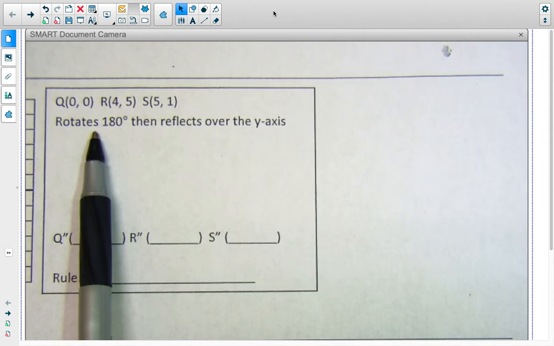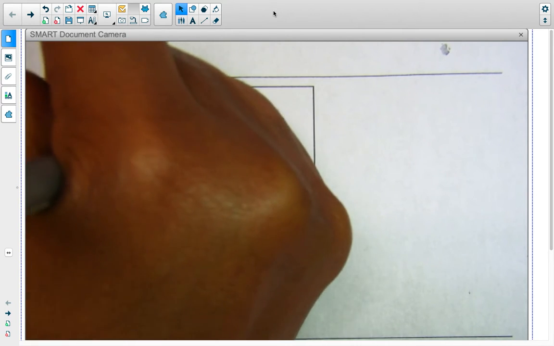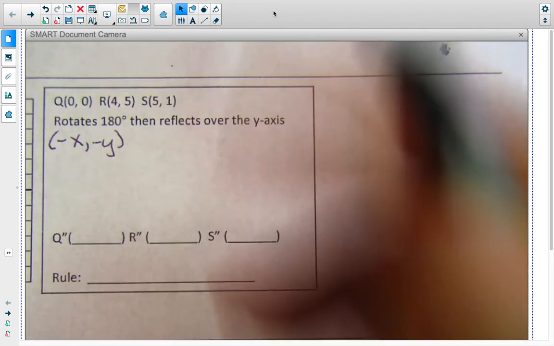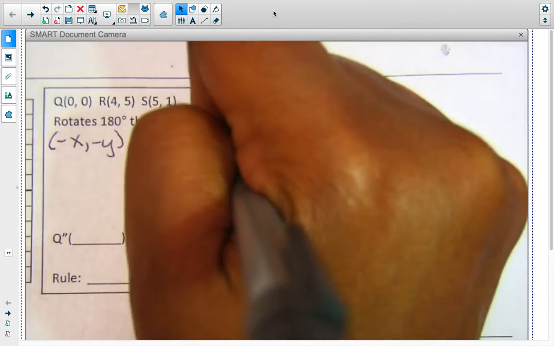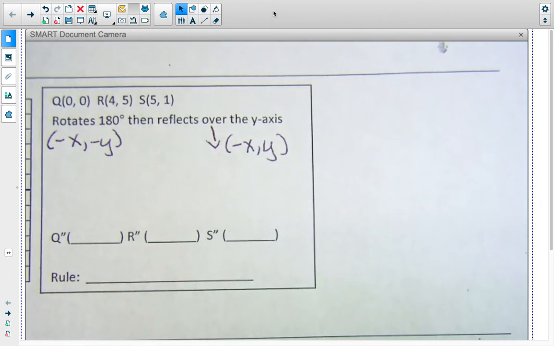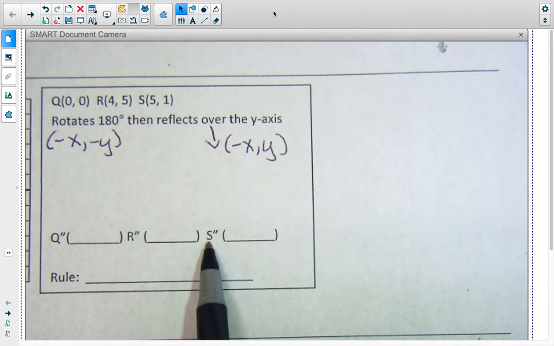If we rotate 180 degrees, our rule is -x, -y. So that's the rule for 180 degrees. If I reflect over the y-axis, our rule is -x, y. So we're going to go through and we're going to do these 2 transformations to come up with our Q prime, R prime, S prime, Q double prime, R double prime, and S double prime.